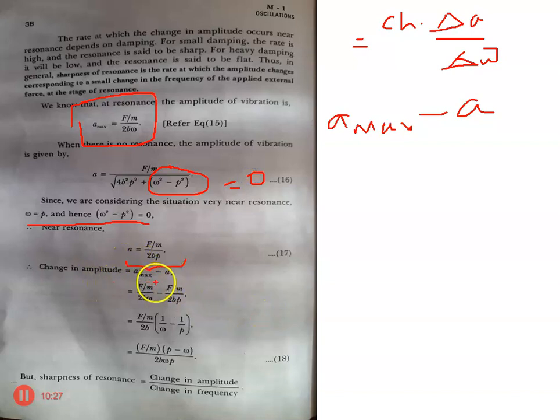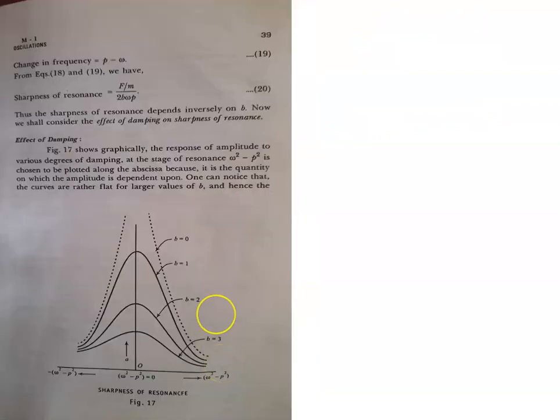So what is the change in amplitude? A maximum minus A. This is your A maximum, this is your A. Subtract 1 from 2, so you will be getting F by M by 2B, that is 1 by omega minus 1 by P, or F by M by 2B omega P into (P minus omega). This is your change in amplitude. Change in frequency is P minus omega. So when you substitute P minus omega here, you will be getting the final result. So the sharpness of resonance is equal to F by M divided by 2B omega into P.